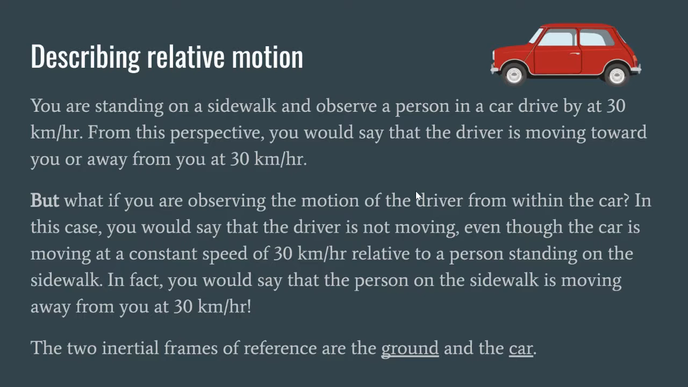In this case, you would say that the driver is not moving, even though the car is moving at a constant speed of 30 kilometers per hour relative to a person standing on the sidewalk. In fact, you would say that the person on the sidewalk is moving away from you at 30 kilometers per hour. The two inertial frames of reference in these examples are the ground and the car.